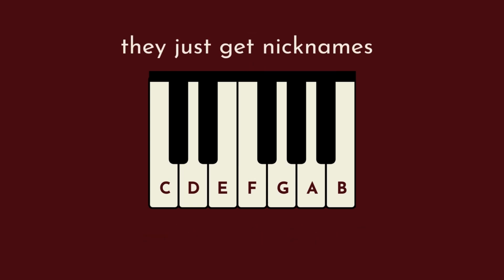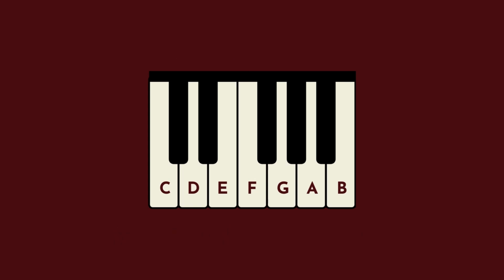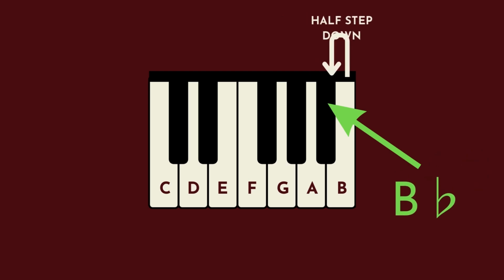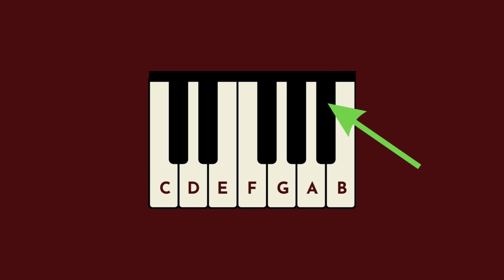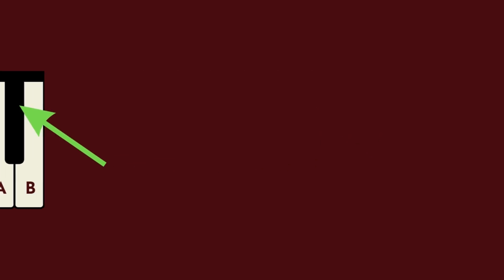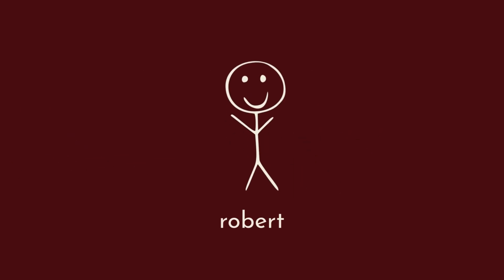Instead, we give them nicknames based on their neighbors. So the black key right here between A and B, we can call it A sharp, 1/2 step up from A, or B flat, 1/2 step down from B. It's the same exact sound, but 2 different names. It's like you have a friend Robert, and some people call him Bob, and other people call him Rob.